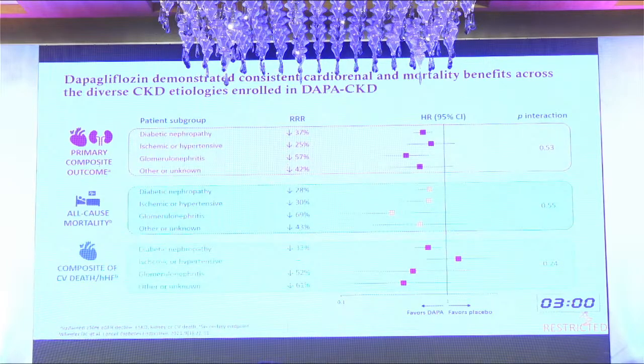So ultimately, the message from the data of the DAPA-CKD trial is that when we look at the primary composite outcome, there was a good risk reduction. It benefited diabetic patients with nephropathy, ischemic hypertensive disease, glomerulonephritis, and other unknown causes. All-cause mortality was reduced in all these categories, and all patients included in this trial had a cardiovascular benefit. So patients benefited irrespective of the etiology and proteinuria. The best benefit was seen in proteinuric patients.